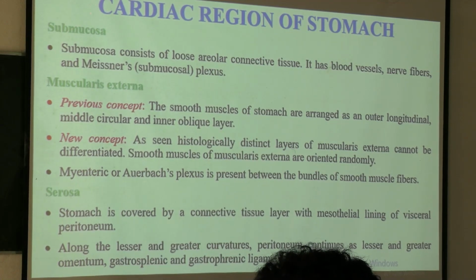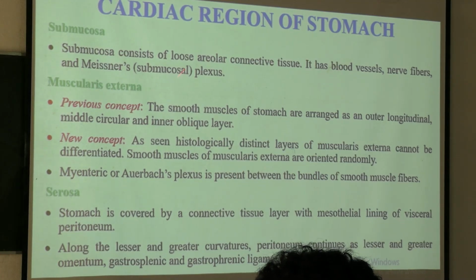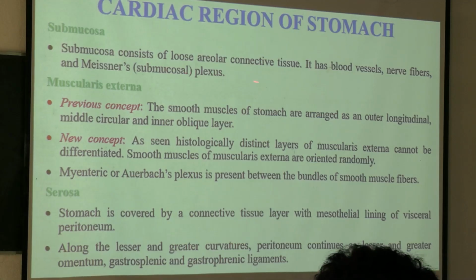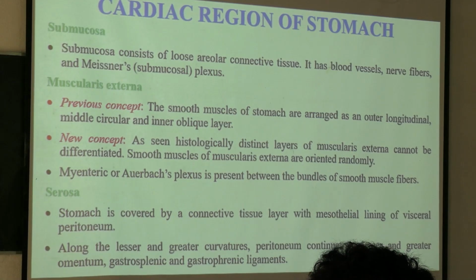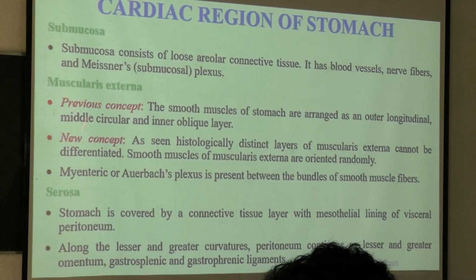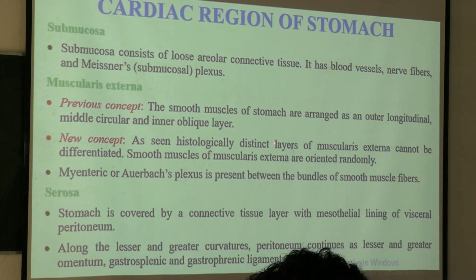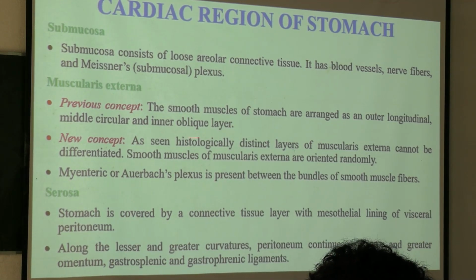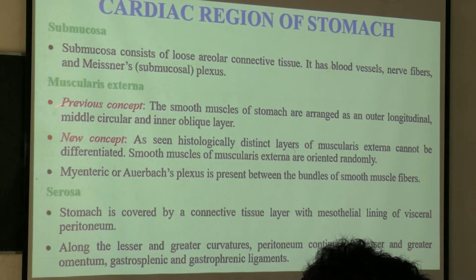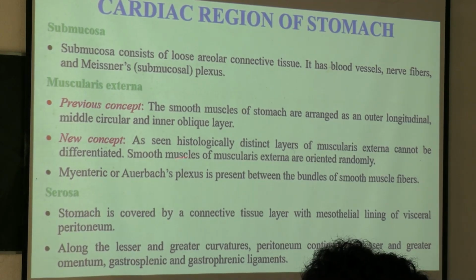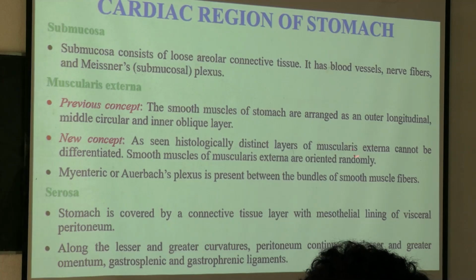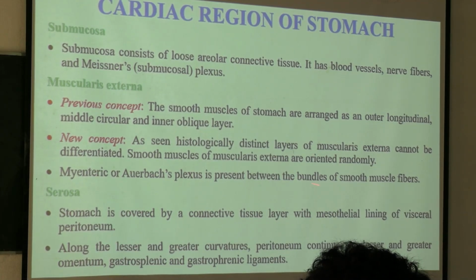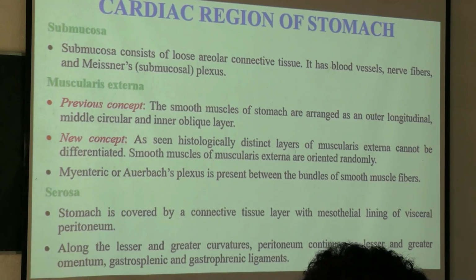Next is the submucosa. Submucosa consists of loose areolar connective tissue. It has blood vessels, nerve fibers, and the submucosal nerve plexus, Meissner's plexus. Next is the muscularis externa. The smooth muscles of the stomach are arranged as outer longitudinal, middle circular, inner oblique. Okay, some new concepts have developed recently, as histologically distinct layers of muscularis externa cannot be differentiated. So, the smooth muscle of muscularis externa is oriented randomly. Okay.